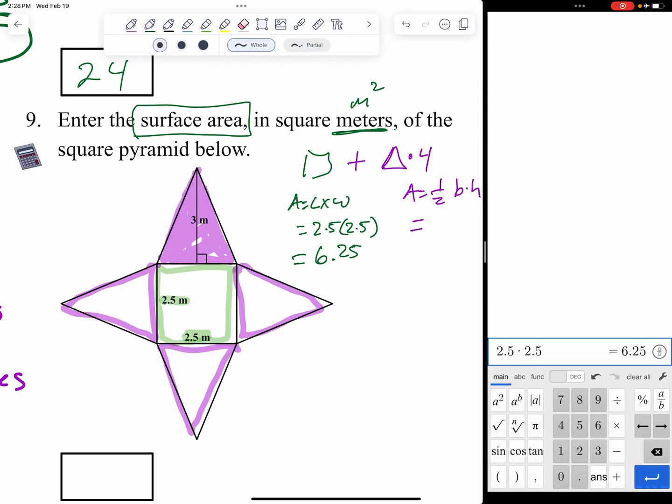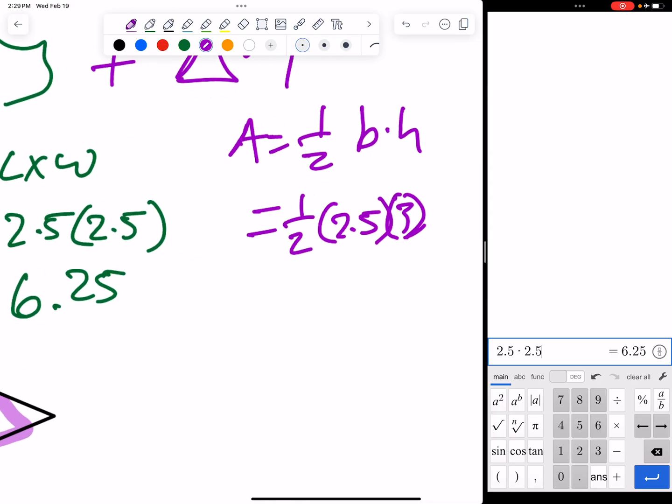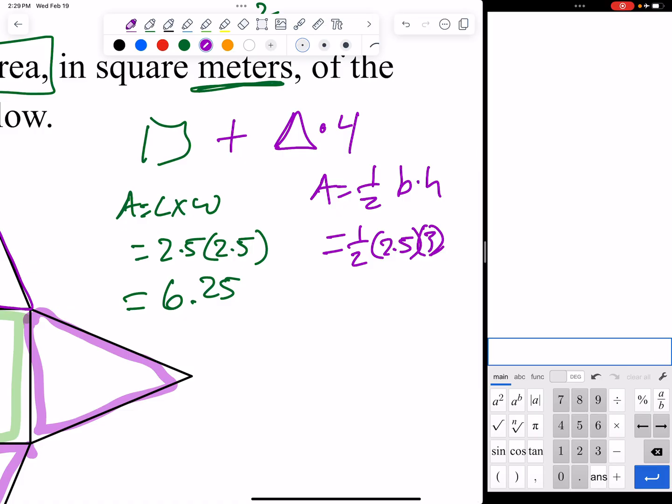And then if I look at this, let me clean this up real quick. My base is the bottom. So my base has to be the same as that one on the bottom of the square. So it's 1/2, 2.5, and my height is 3. So let's look at calculator time. So 1/2, go to the right. So now I multiply 2.5, and then I multiply a 3, and I get a total of 3.75.